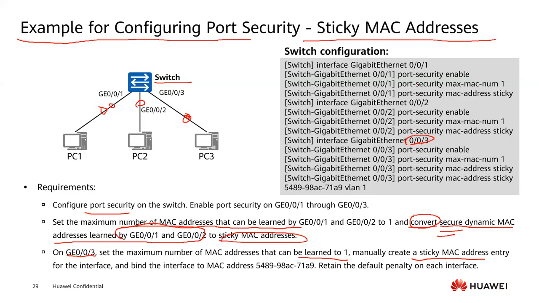Now let's look at what we do. For the first port, we enable the port security feature, and then we set the max MAC number to one, and we set the port security MAC address. We use this command to set all the security MAC addresses to sticky. It means if you restart the switch, the MAC address will not be lost. And for this port, we do the same thing.